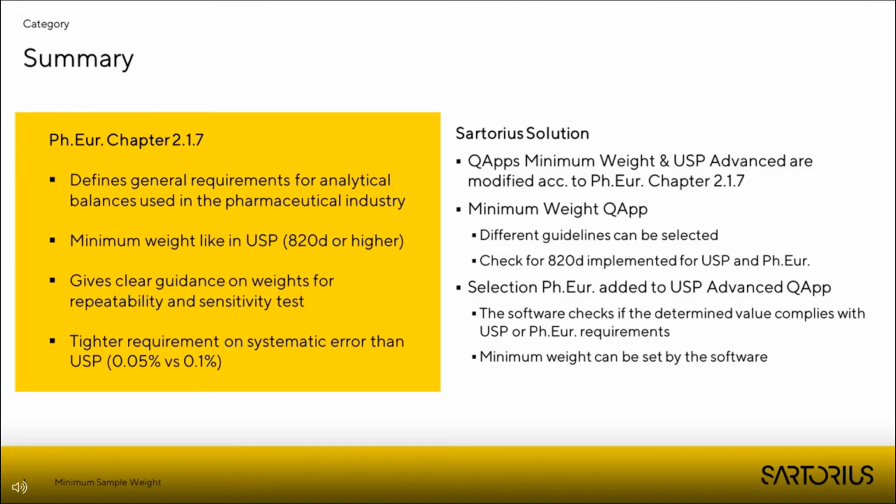To the software application USP Advanced, a performance check procedure according to the European Pharmacopeia has been added. The software application checks if the determined value for the minimum sample weight complies with USP or European Pharmacopeia requirements. If the value is compliant, it can be set by the software and used by the software application minimum weight to prevent the acquisition of weight values below the minimum sample weight.